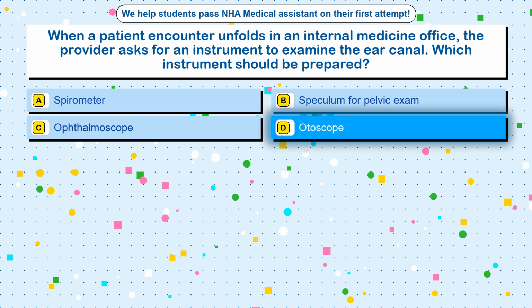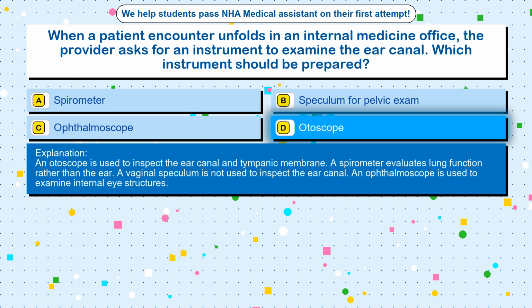The correct answer is option D, otoscope. An otoscope is used to inspect the ear canal and tympanic membrane. A spirometer evaluates lung function rather than the ear. A vaginal speculum is not used to inspect the ear canal. An ophthalmoscope is used to examine internal eye structures.